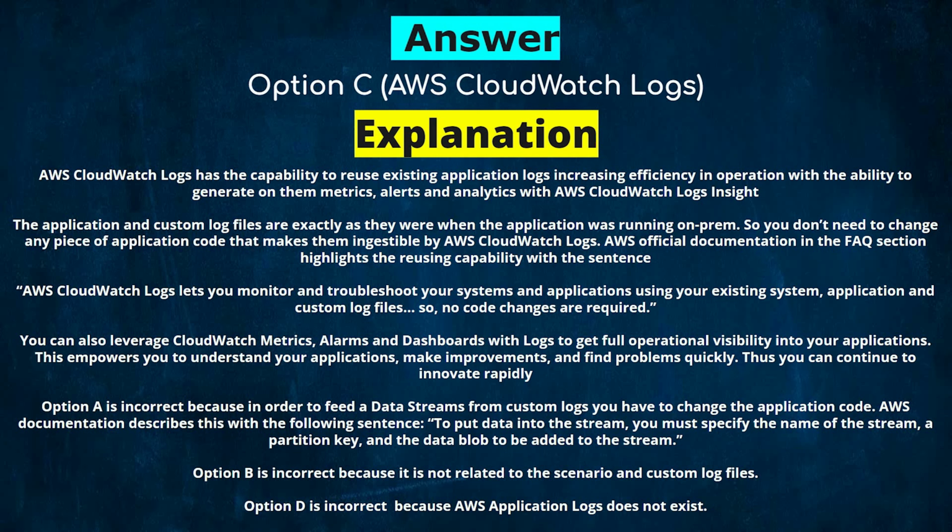Option A is incorrect because in order to feed data streams from custom logs, you have to change the application code. AWS documentation describes this with the following sentence. To put data into the stream, you must specify the name of the stream, a partition key, and the data blob to be added to the stream. Option B is incorrect because it is not related to the scenario and custom log files. Option D is incorrect because AWS application logs does not exist.